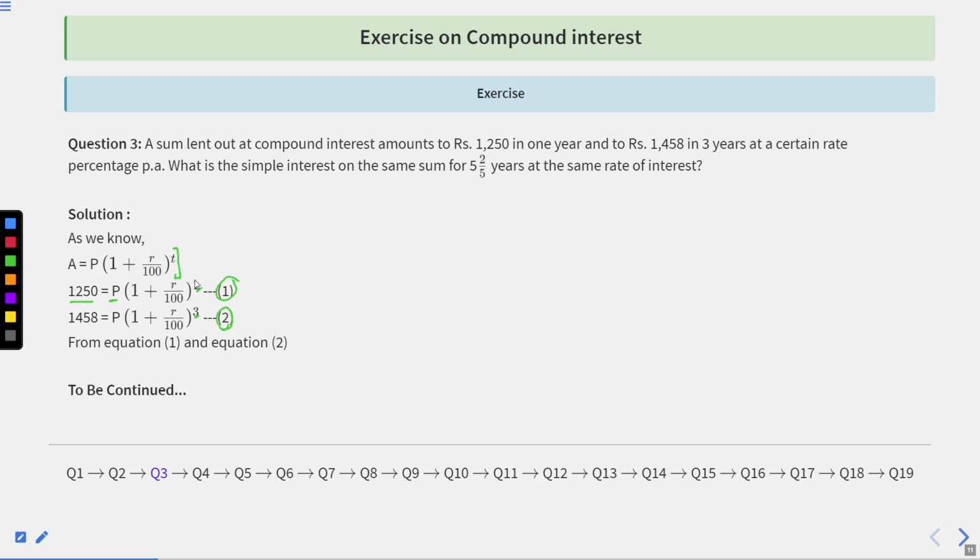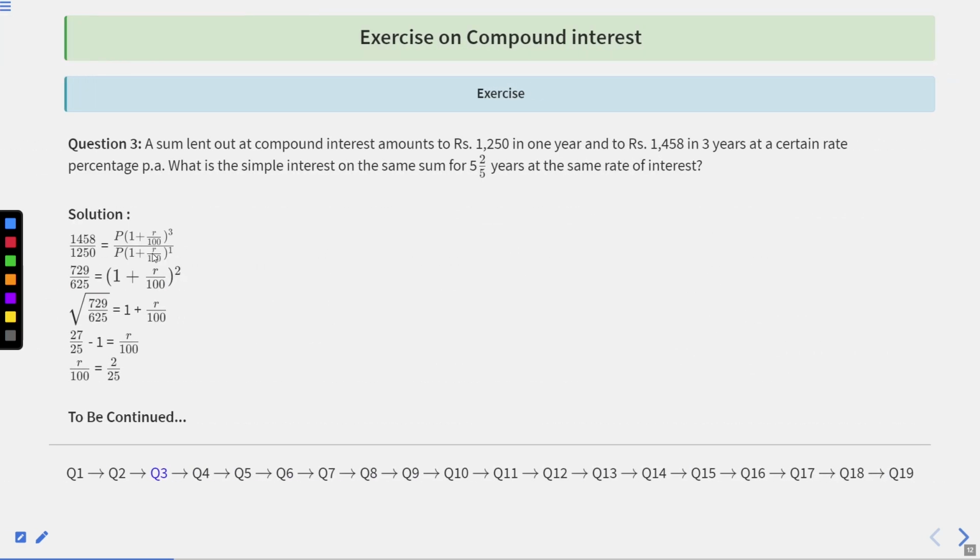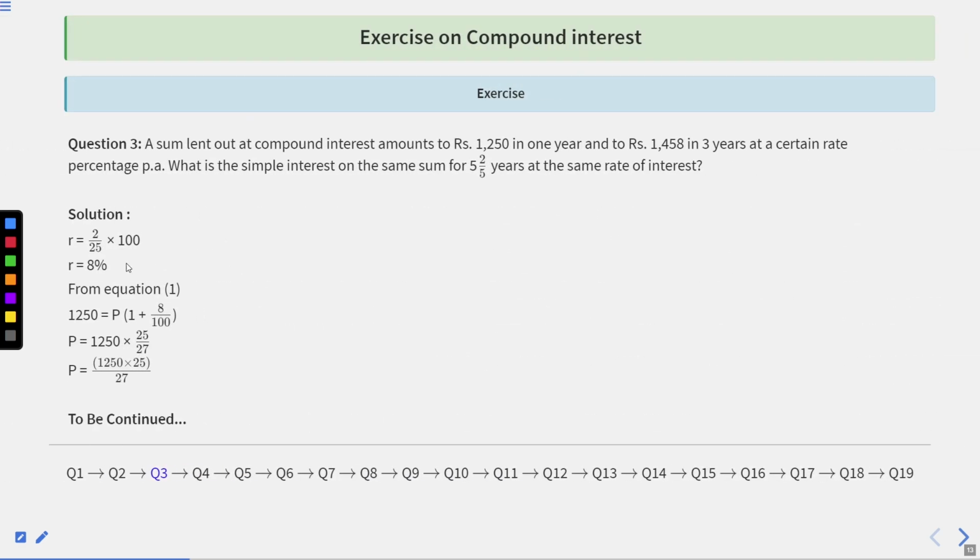So we have equations 1 and 2, and p and r are unknown. We can divide both of them to obtain 1458 upon 1250 equal to p times of 1 plus r upon 100 whole cube upon p times of 1 plus r upon 100 to the power 1. So which is equal to 729 upon 625 equal to 1 plus r upon 100 whole square. So it is equal to under root 729 upon 625 equal to 1 plus r upon 100. That means r upon 100 equal to 2 upon 25. So r will be equal to 8%.